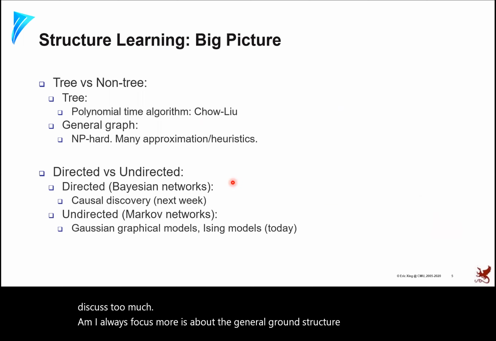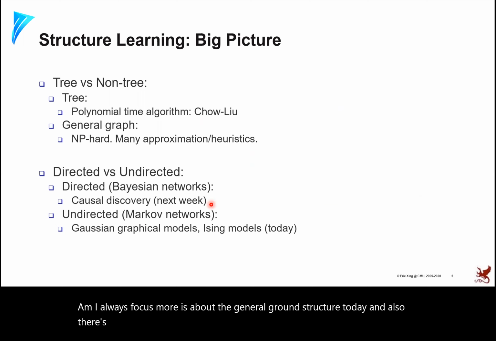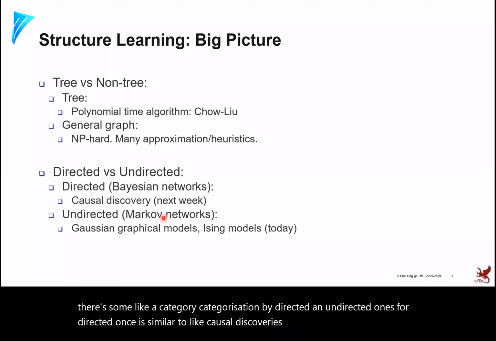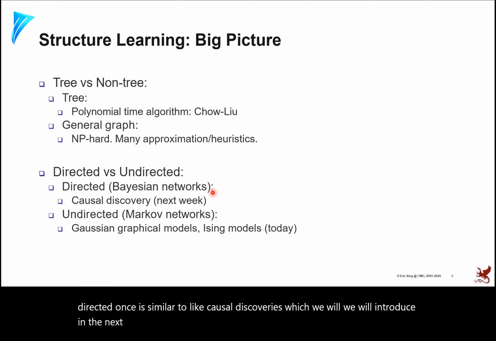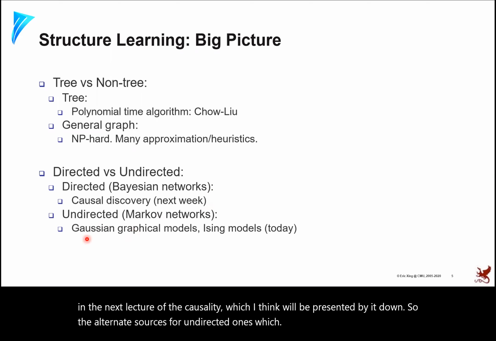There's also a categorization by directed and undirected graphs. Directed ones are similar to causal discovery, which we will introduce in the next lecture on causality, which I think will be presented by Jiang Song. Our focus today is on undirected ones, which in most cases are modeled via Gaussian graphical models.